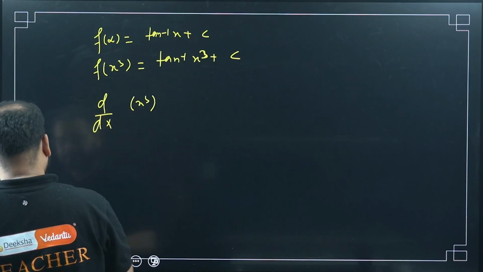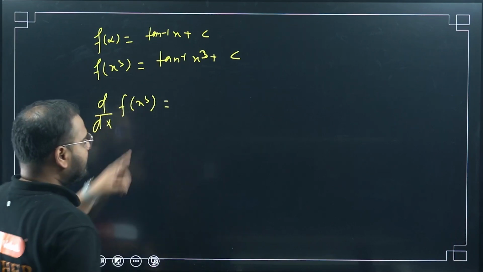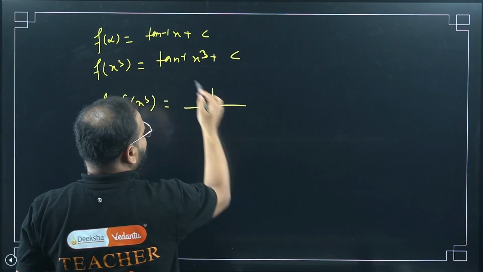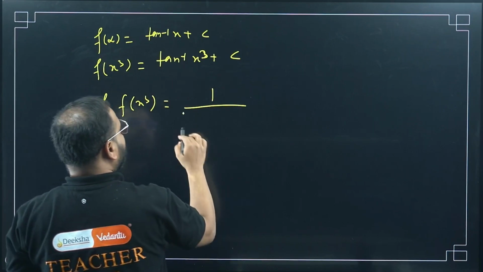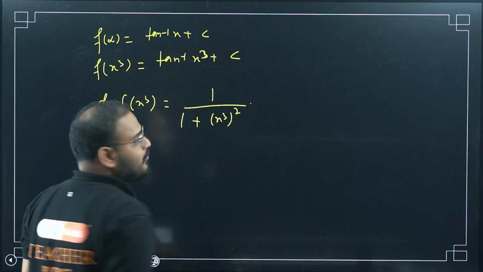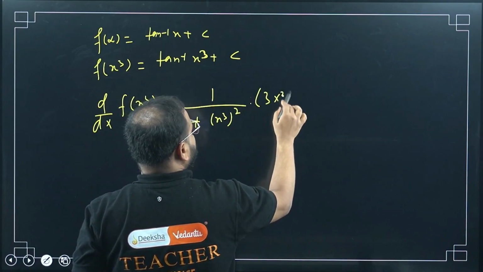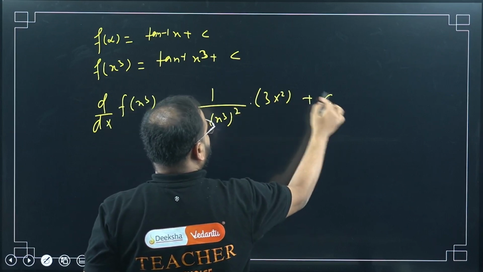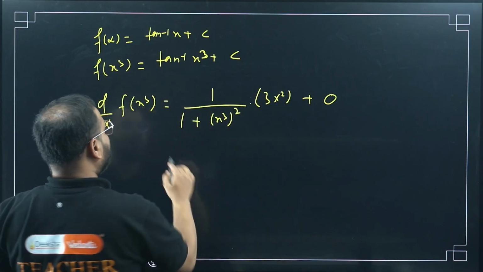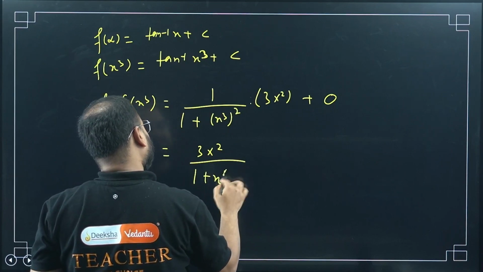Please check. Differentiate this. What am I going to get? Differentiation of tan inverse is 1 upon 1 plus the square of whatever is there, x cube. Then chain rule: I have to differentiate x cube also, so 3x square. For the constant c it will be 0. What is my answer? 3x square upon 1 plus x power 6.